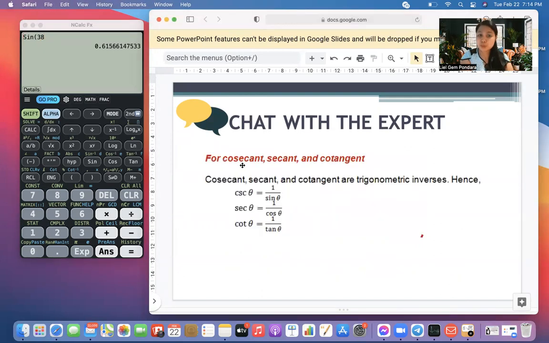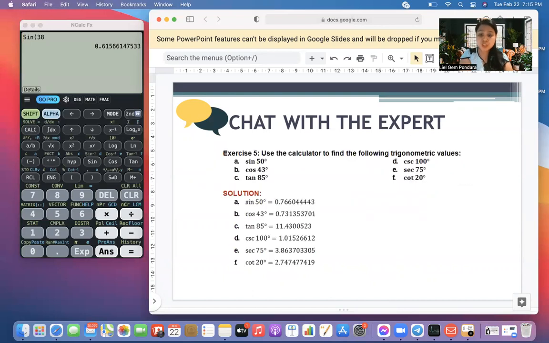Now, what if you're looking for cosecant, secant, and cotangent? Remember that these are the reciprocals of sine, cosine, and tangent. The cosecant is 1 over sine theta. For secant, that's 1 over cosine theta. And for cotangent, that's 1 over tangent theta.